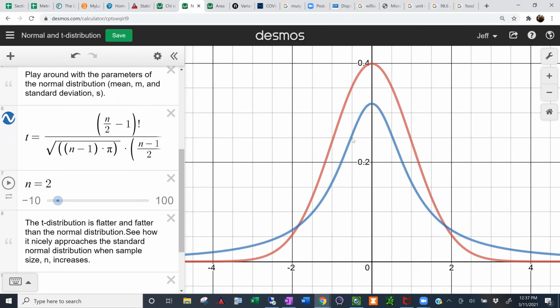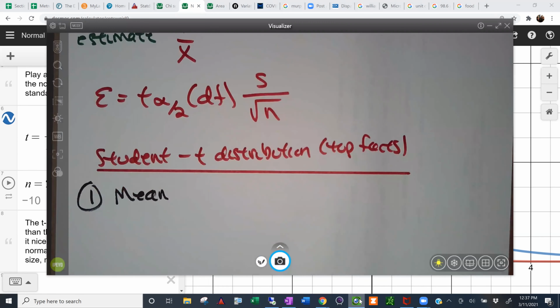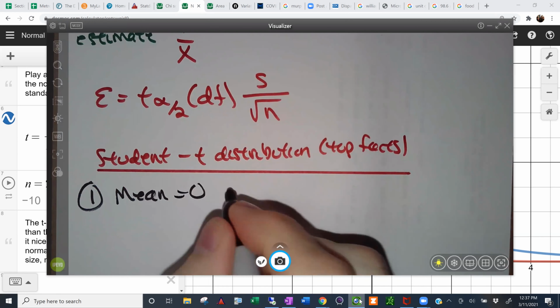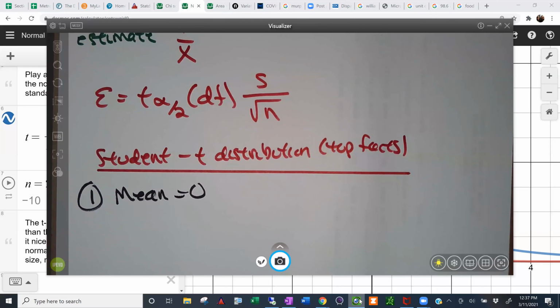There are actually a couple of things that are similar. We'll start out with the mean of this distribution. What do you think the mean of the student t distribution is? The mean of the blue one? 0. It has the same mean as the normal distribution. So the mean equals 0, or I could write mu equals 0. Cool.